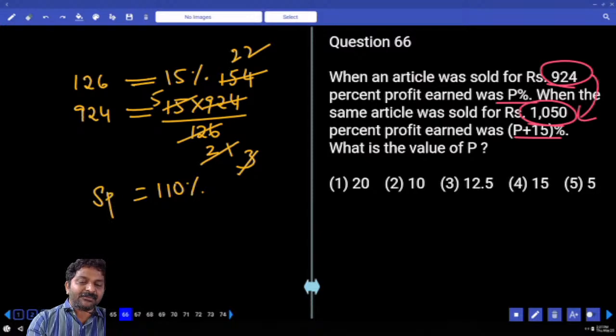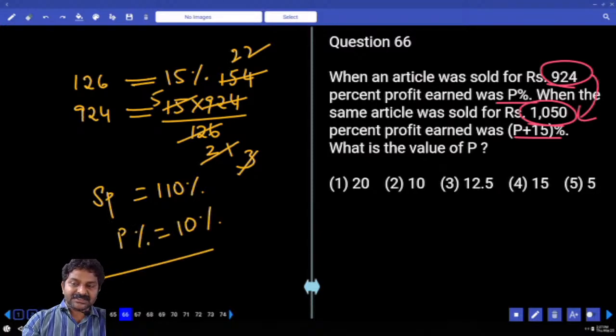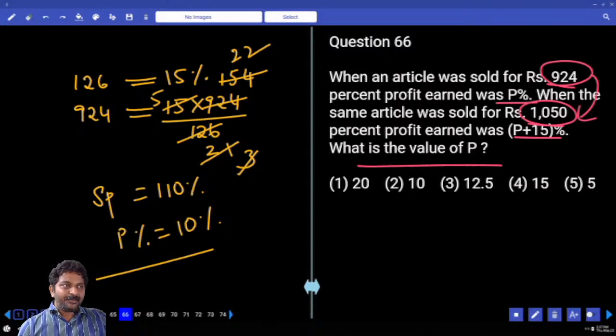If you are selling it at 110%, how much profit is made? And the question is about finding the value of P only. P was the profit percentage in the first case, which is 10%.